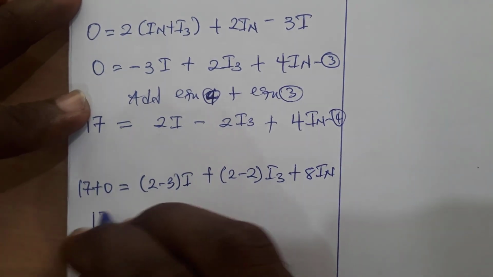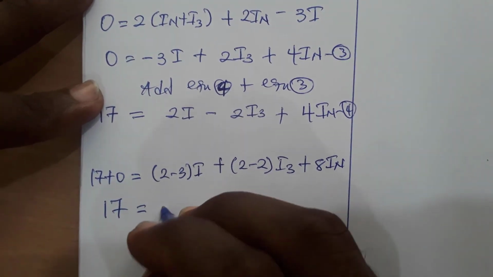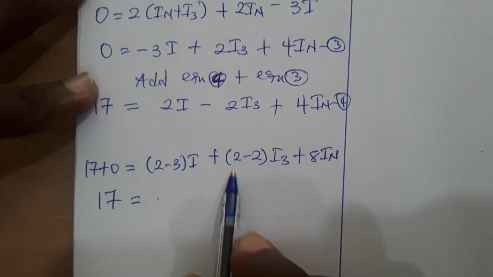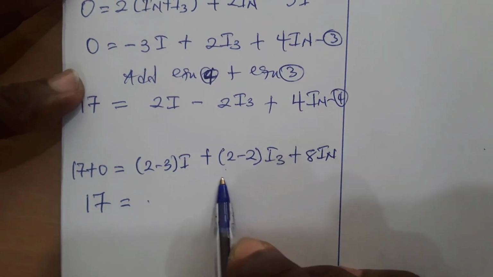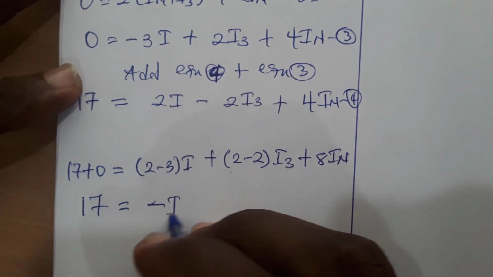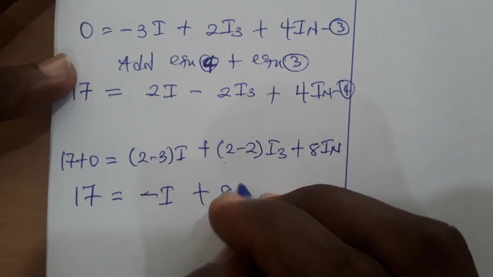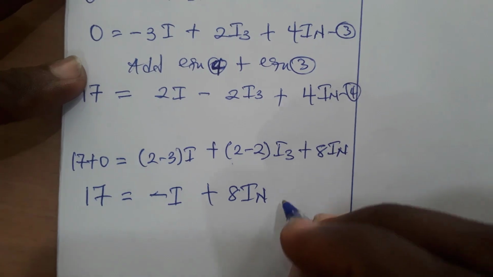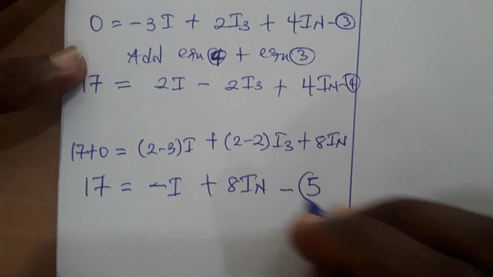So I can simplify this. Here will be 17. This I3 will go out because minus 2 plus 2 is 0, so it will cancel this I3 out. So I'll have 17 equals minus I plus 8IN. Let me say this is equation 5.